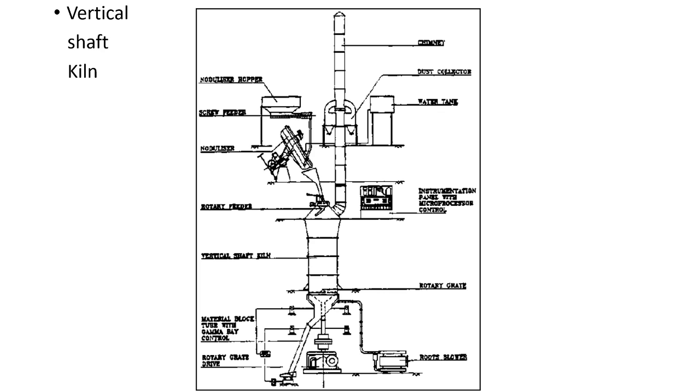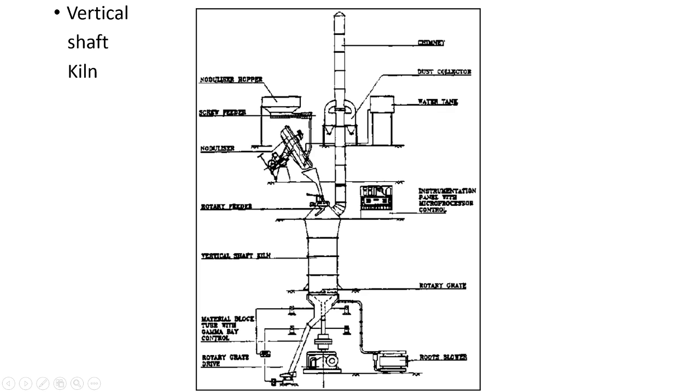So the diagram is like this. You can see here, this is the main diagram, and if you see the cursor, from this top to this part is the main vertical shaft of the kiln, where this material is charged from this end. And the effluent gases are coming out. These are the different parts of a rotary kiln, but this is a vertical shaft.